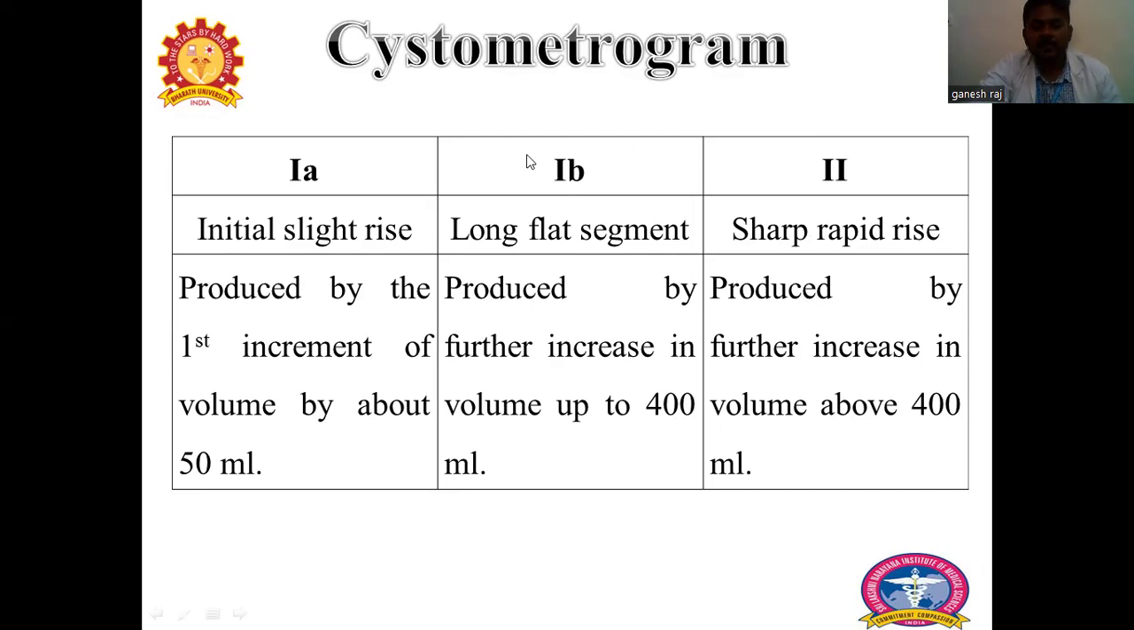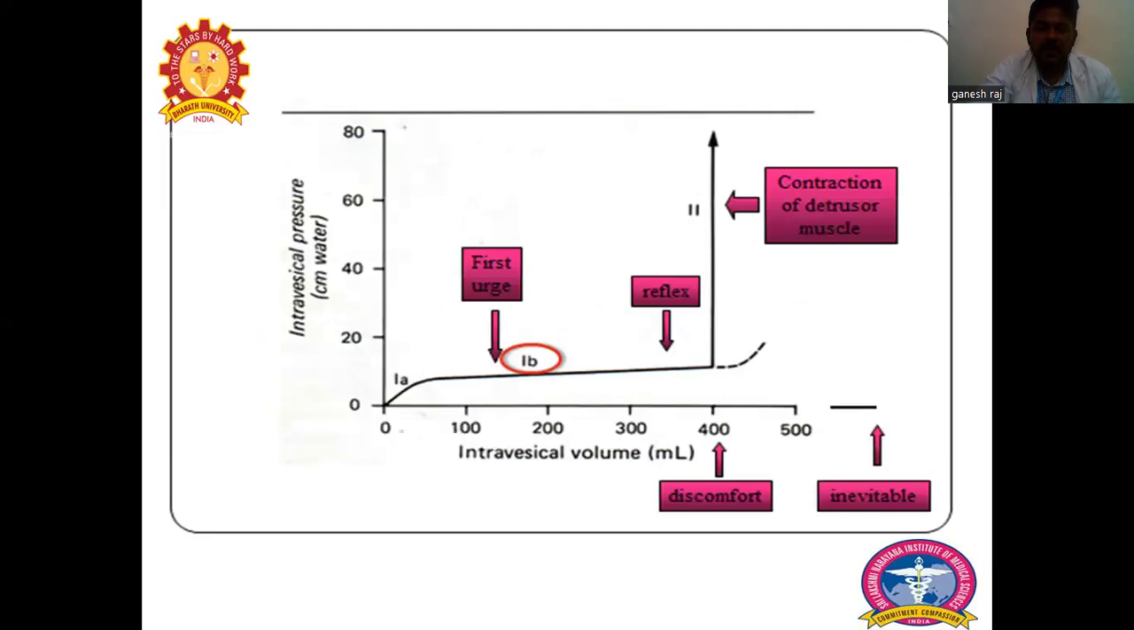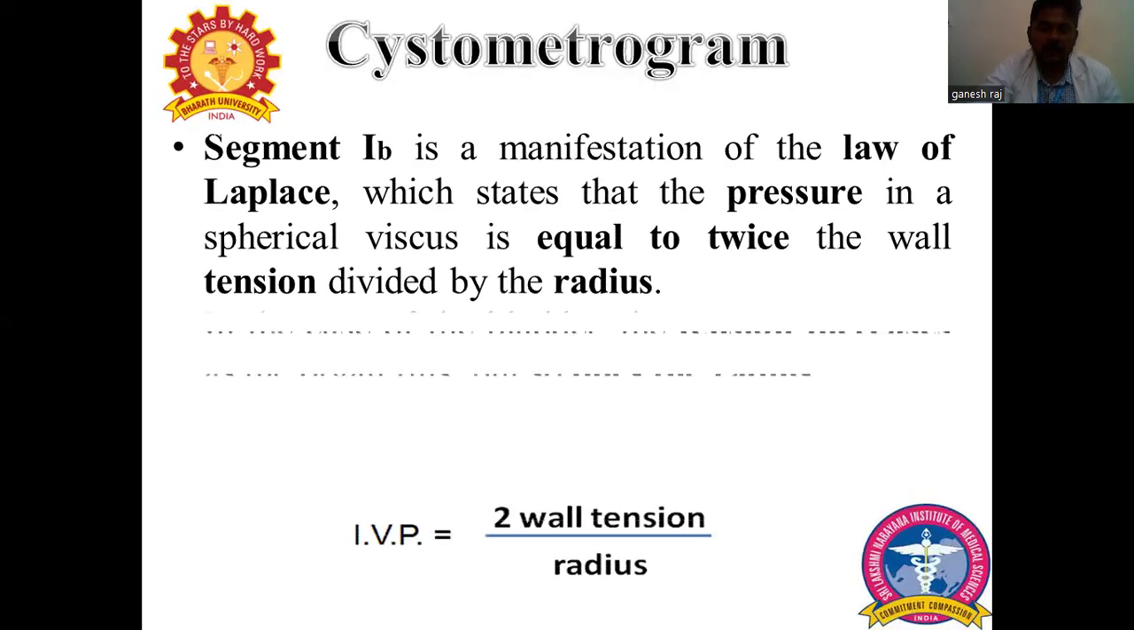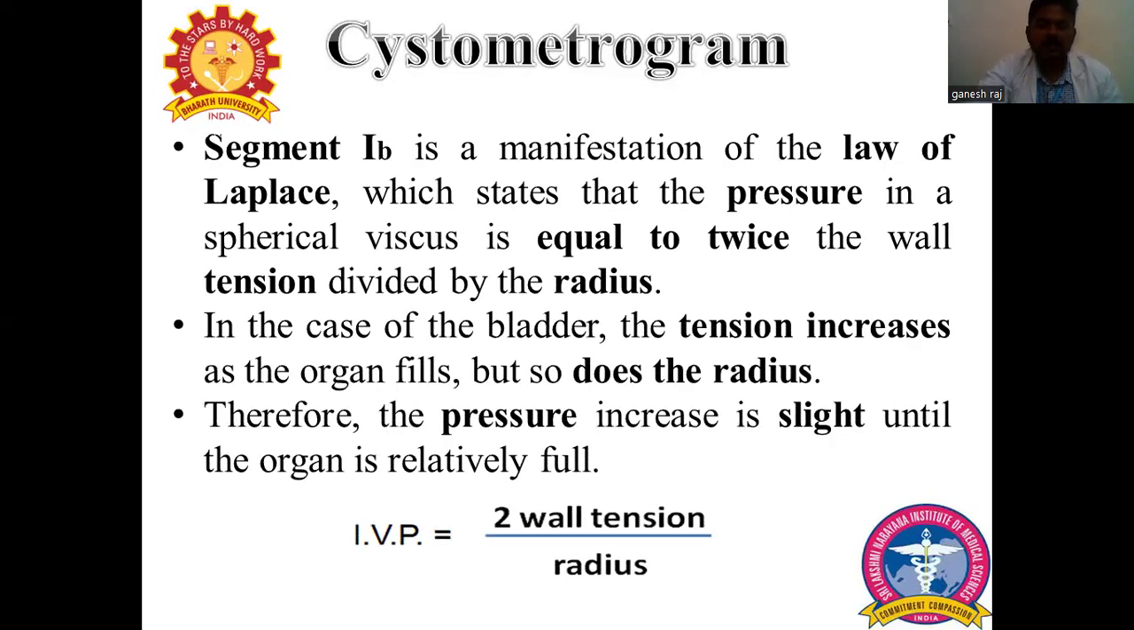So phase 1A and phase 2, you can all understand, because when volume increases, pressure will increase. This is a normal phenomenon. But what happens in phase 1B? Why, even though the volume is increasing, is the pressure not increasing? Why is there a plateau phase? That is explained by the law of Laplace.